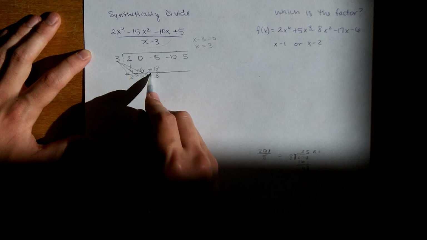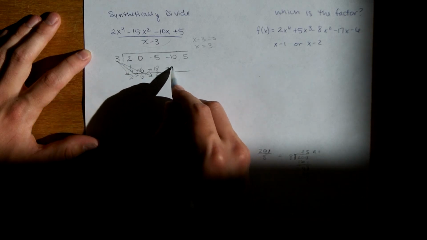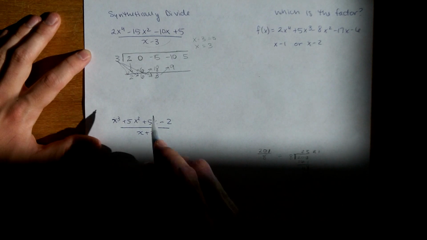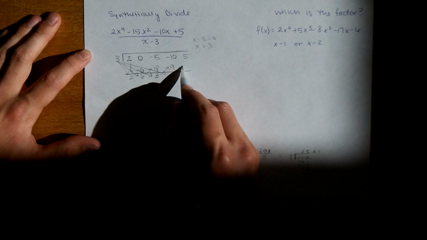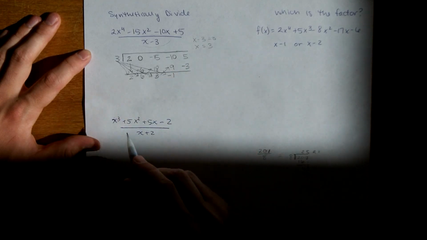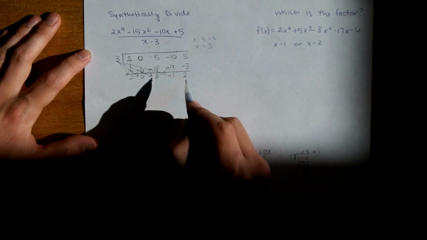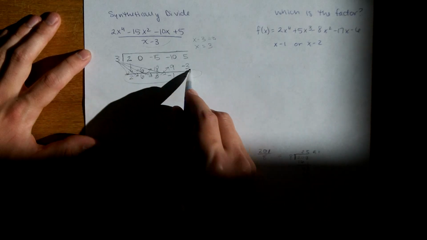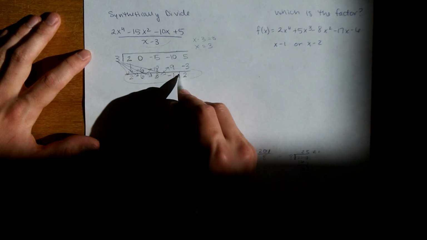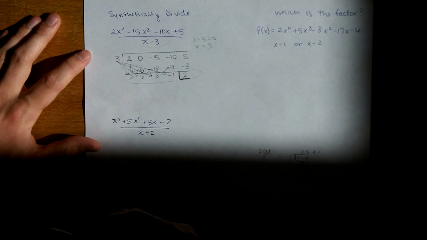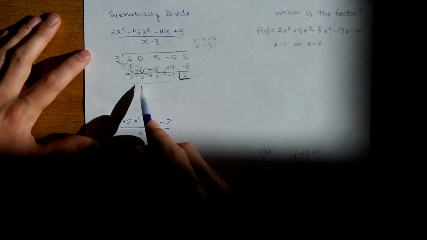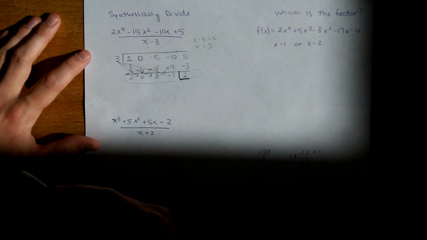Now 3 times 3 is 9, which is going to go underneath the negative 10. Add those together, you have negative 1. 3 times negative 1 is negative 3. 5 plus negative 3 is 2. So this is your answer. But we have to remember the last term, that's our remainder. Just like we had one in long division, our very last term is a remainder with synthetic division as well.